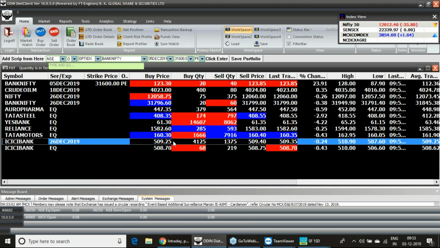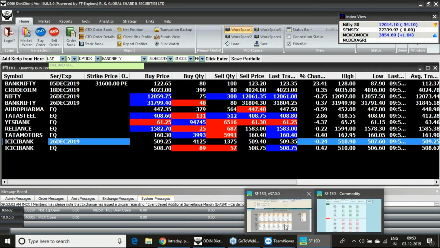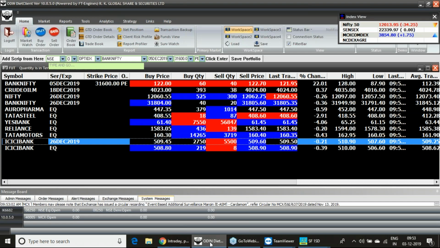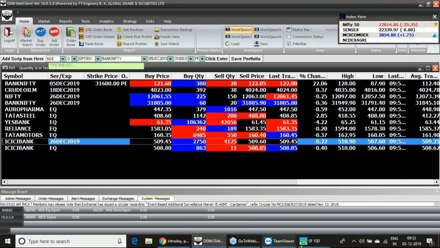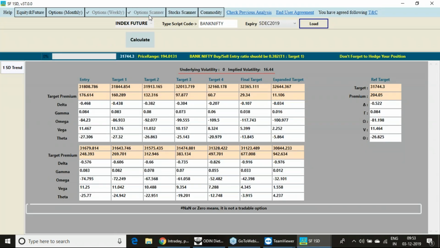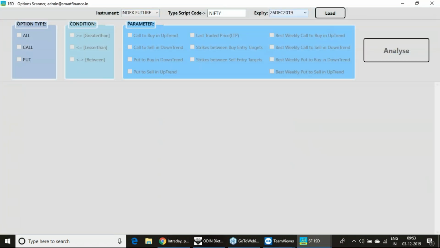ICICI Bank we have analyzed, so that also you need to take a view on what price we have got it and what price we should have entered the trade. So I am just going for the option scanner. So you have seen how we should initiate the commodity trade. You have also seen how we should utilize the options instrument.